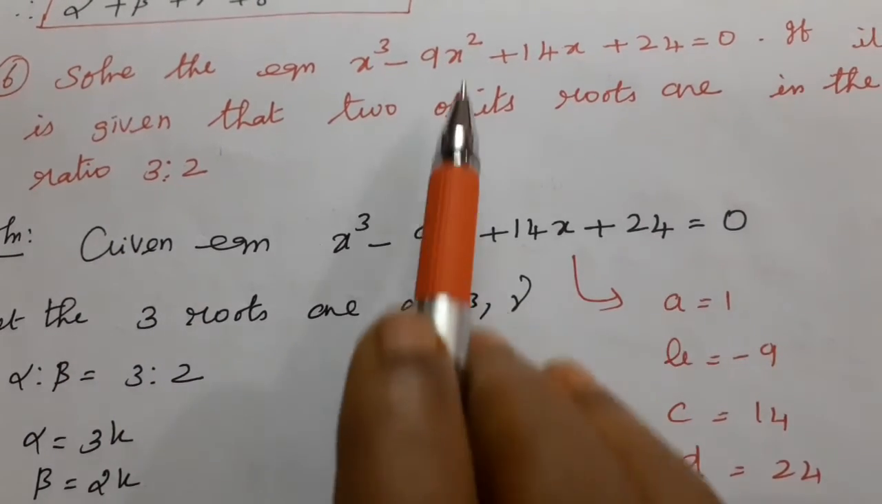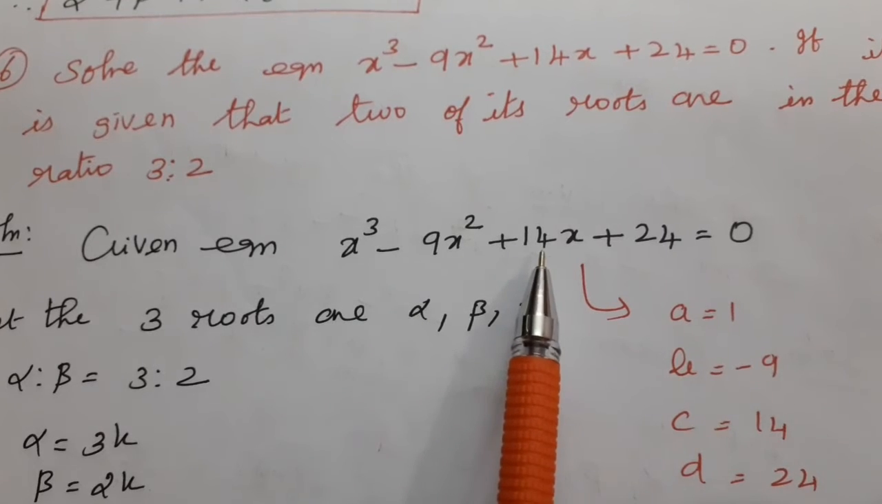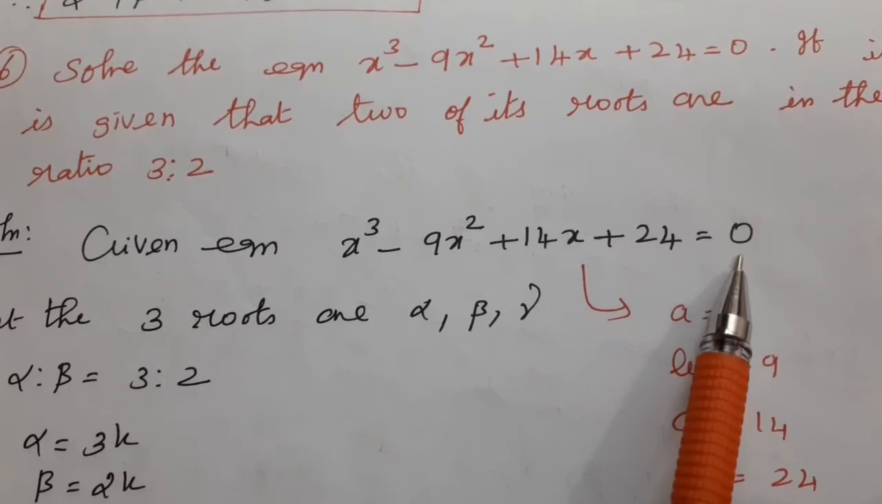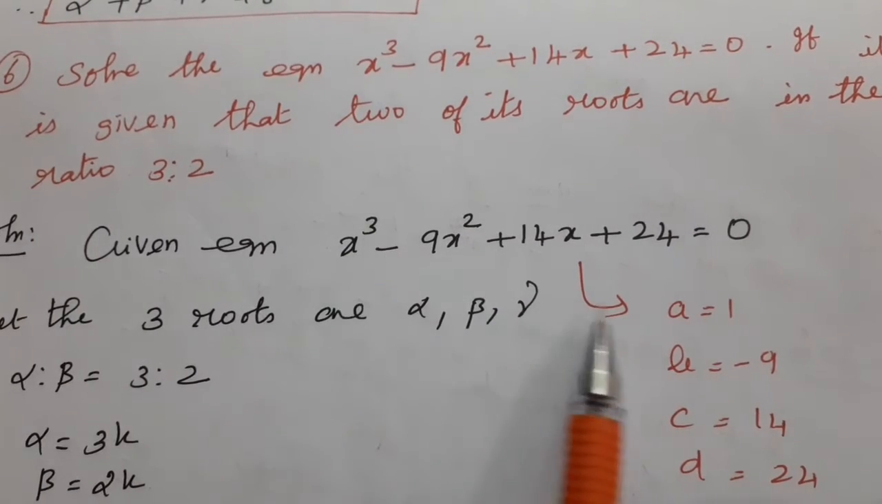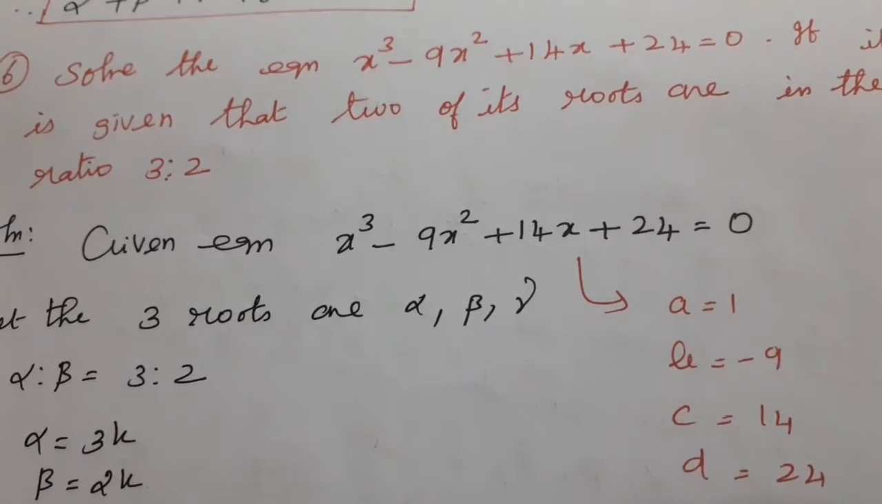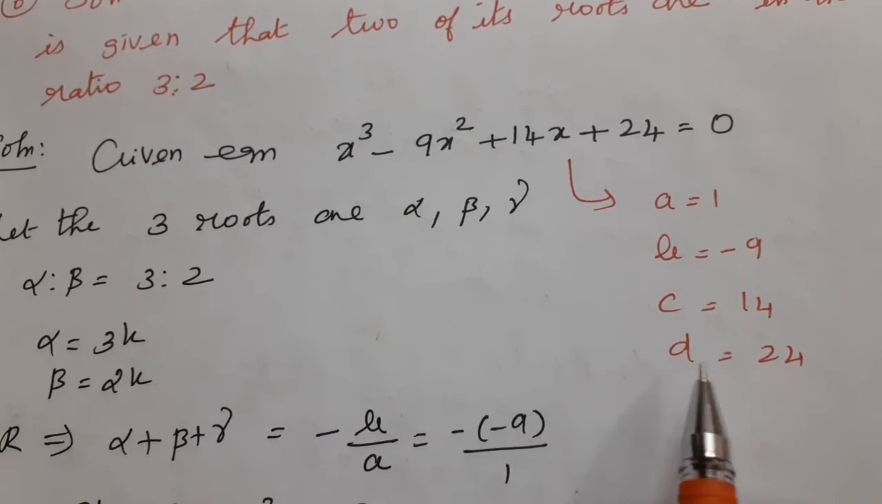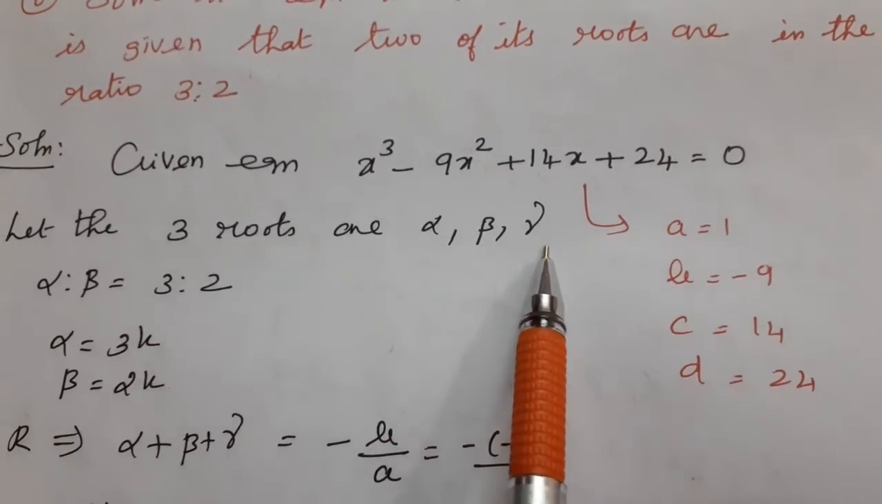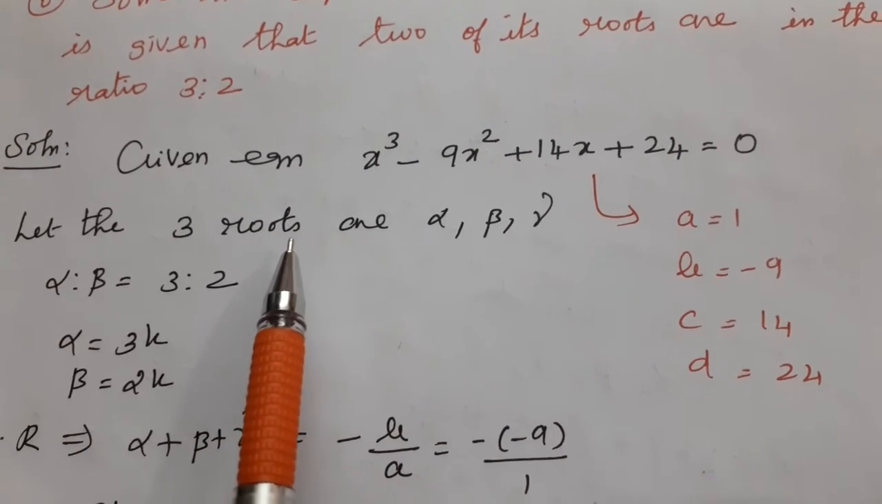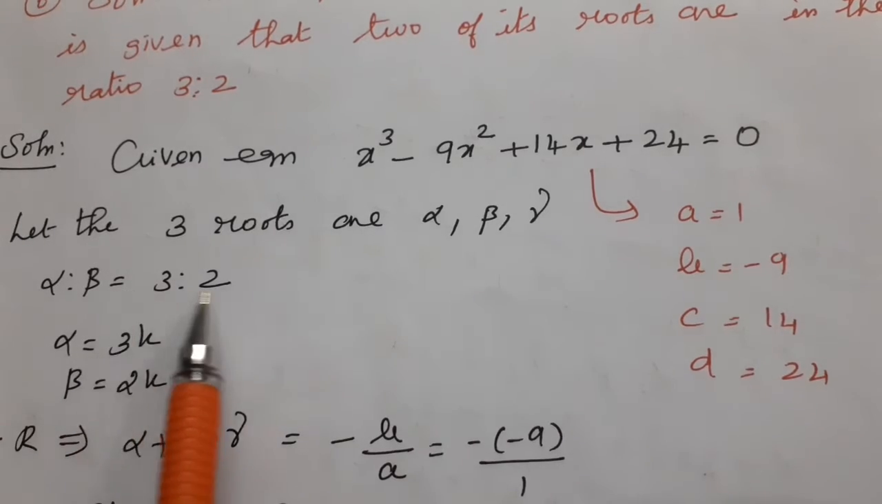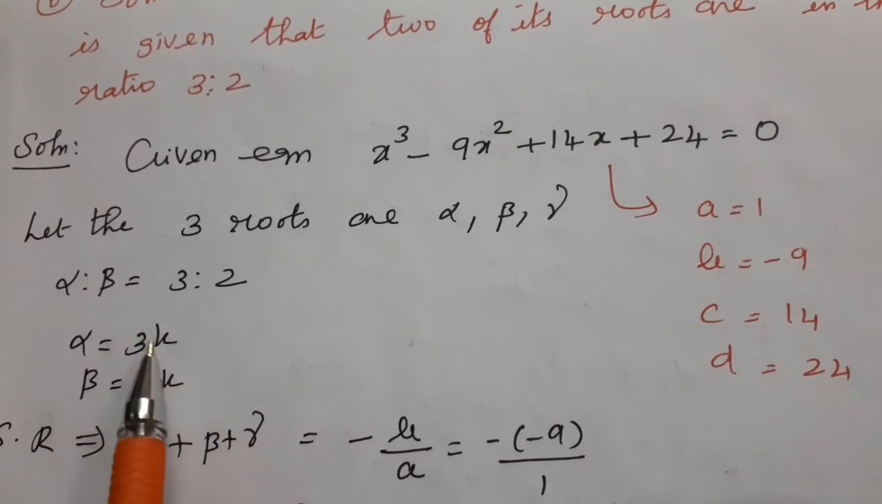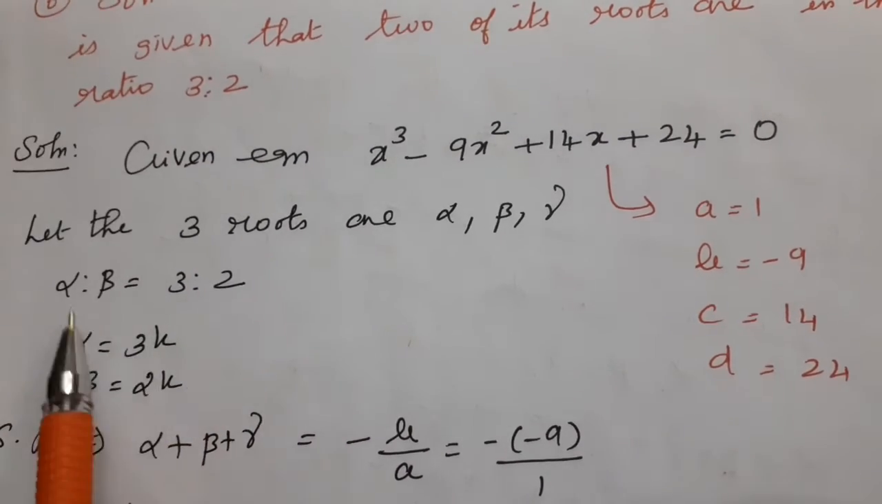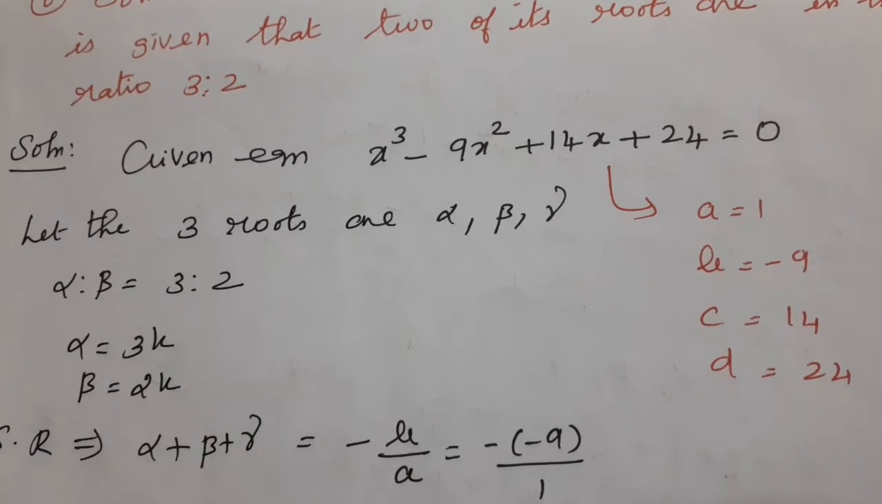The given equation rewritten is x cube minus 9x square plus 14x plus 24 equal to 0. What is the coefficient of x cube? That is A equal to 1, B equal to minus 9, C equal to 14, D equal to 24. Let the three roots be alpha, beta, gamma. The roots are given in the ratio alpha is to beta equal to 3 is to 2. So if the ratio is given, it is multiplied by some constant: alpha equal to 3k, beta equal to 2k.